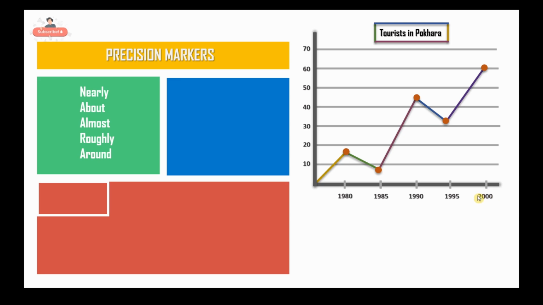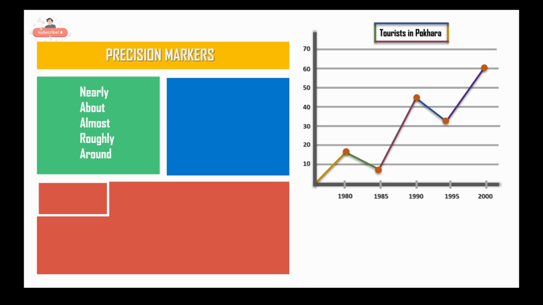In case of 2000, the number is exactly 60. So when you write exactly 60 or precisely 60, the word exactly or precisely is a precision marker. When data are exactly given, then you can simply write the number of tourists constituted 60 in 2000. Or you can write constituted exactly 60 or precisely 60 in 2000. But there's no need to write exactly or precisely, because this is already an exact data.